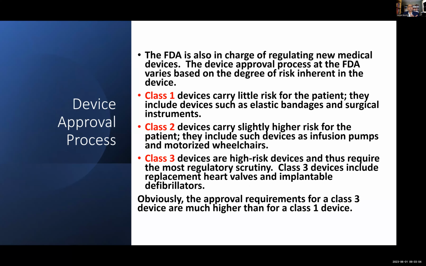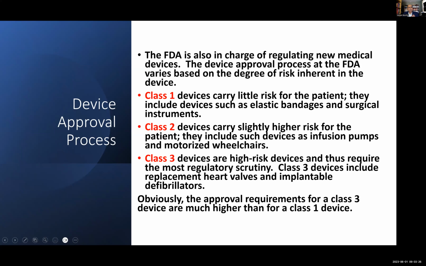Now devices. Devices means, for example, class 1 devices, class 2 devices, class 3 devices. What is this? FDA is also in charge of regulating new medical devices. The device approval process at FDA varies based on the degree of risk inherent in the device.